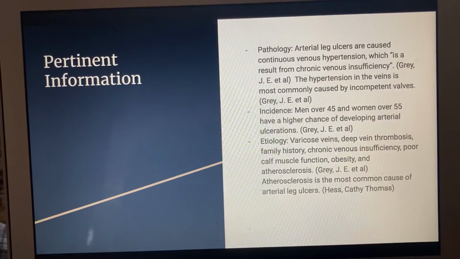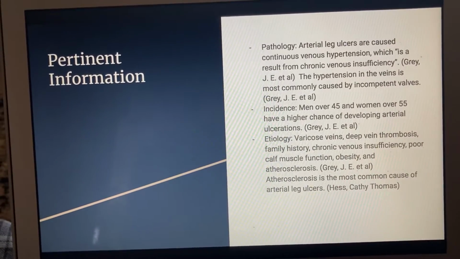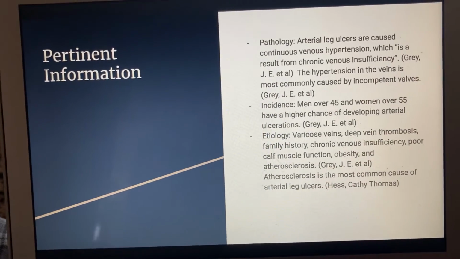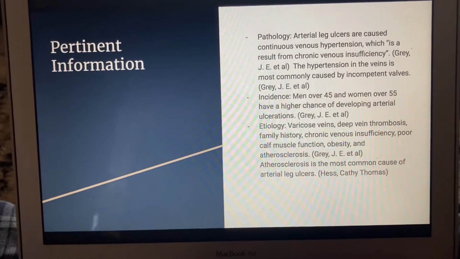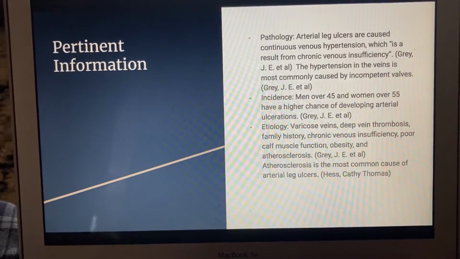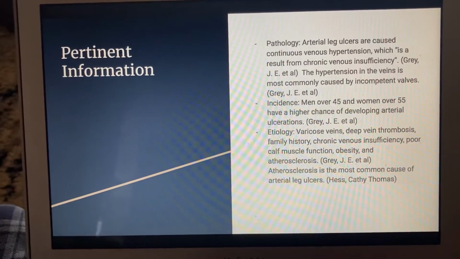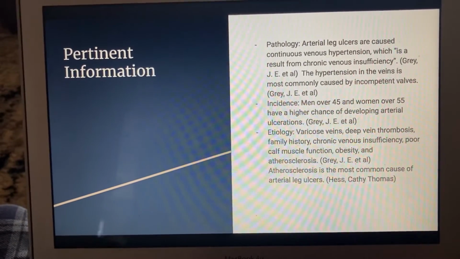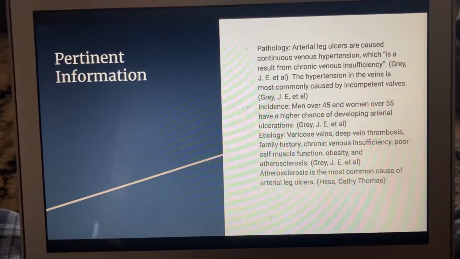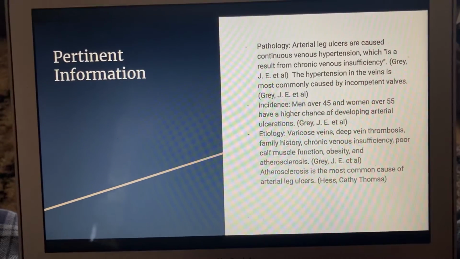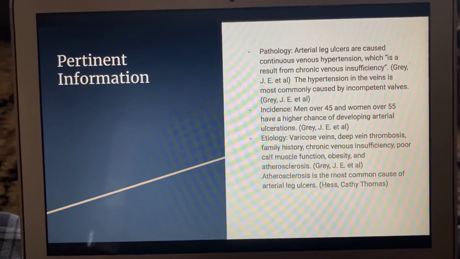Incidence is that men over 45 and women over 55 have a higher chance of developing arterial ulcers. Etiology: varicose veins, deep vein thrombosis, family history, chronic venous insufficiency, poor calf muscle function, obesity, and atherosclerosis. Those all play a role in venous arterial ulcers. Atherosclerosis is the most common cause of arterial leg ulcers.